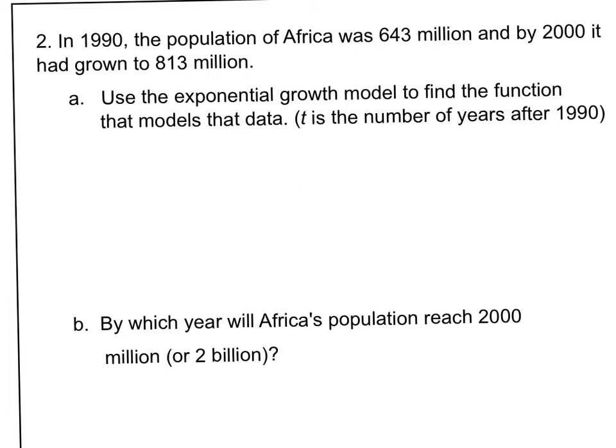So this one you have to find the equation all by yourself. We're talking about the population in Africa. The 3 things you need to know to be able to find the equation are the initial amount, the new amount, and the time it takes to get there. So which one of those up there is my initial amount? The 6 point. That's A sub O, so 643.